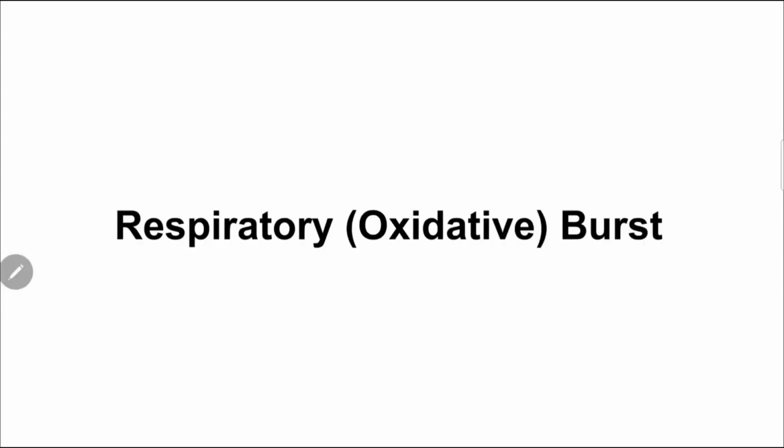Hi, so today our topic is respiratory or oxidative burst. Respiratory burst is the rapid production of ROS. ROS are reactive oxygen species. So, respiratory burst is the production of ROS by neutrophils and macrophages after phagocytosis of a microbe, and it is used to kill the engulfed pathogens inside the phagolysosome, right?